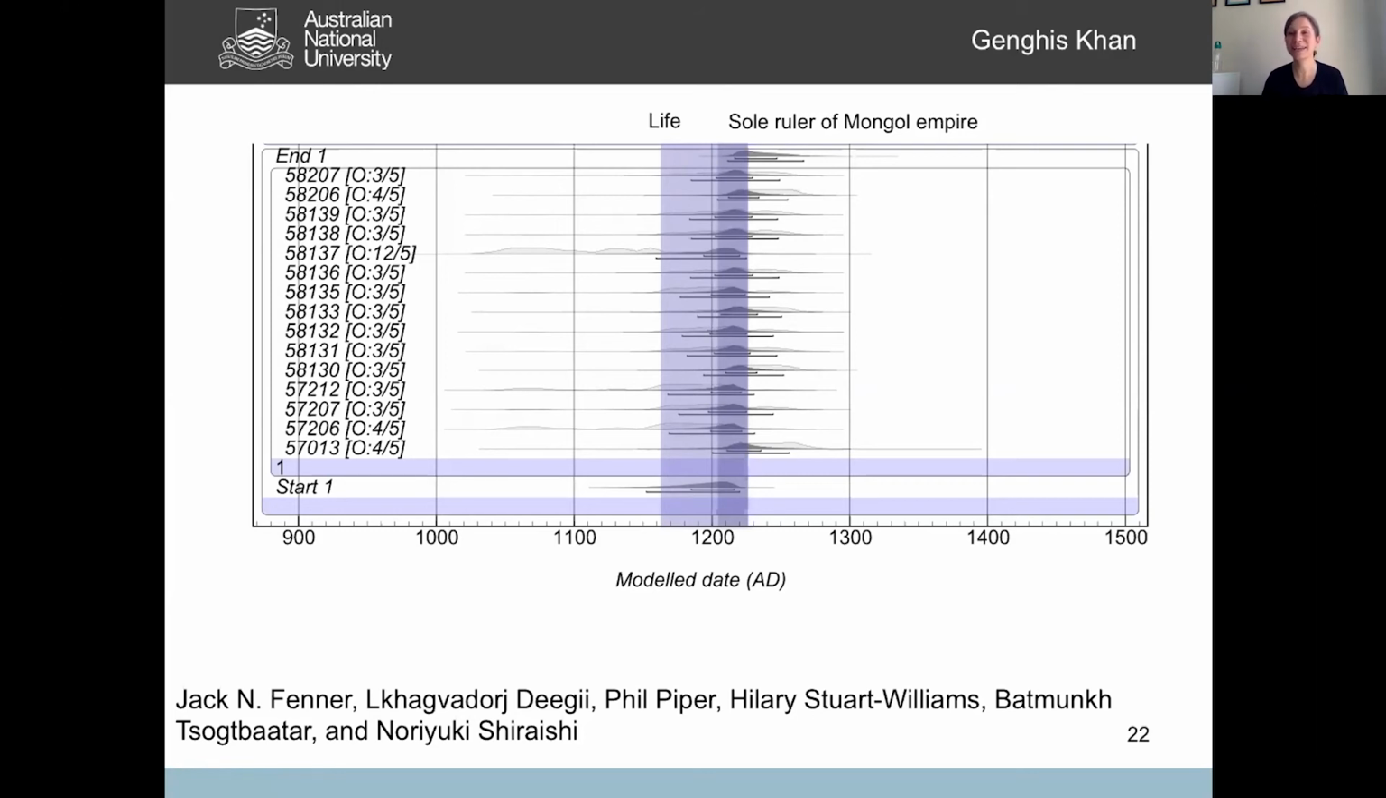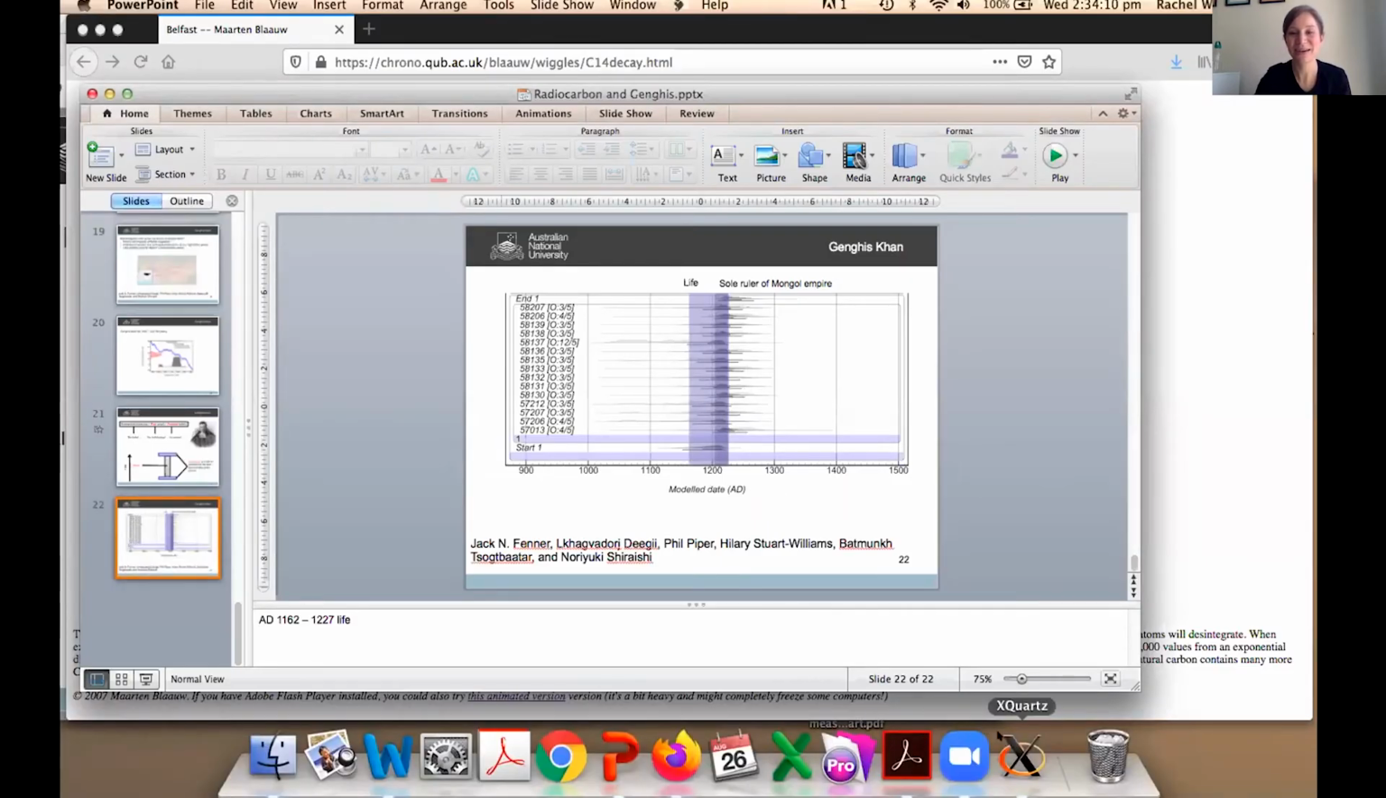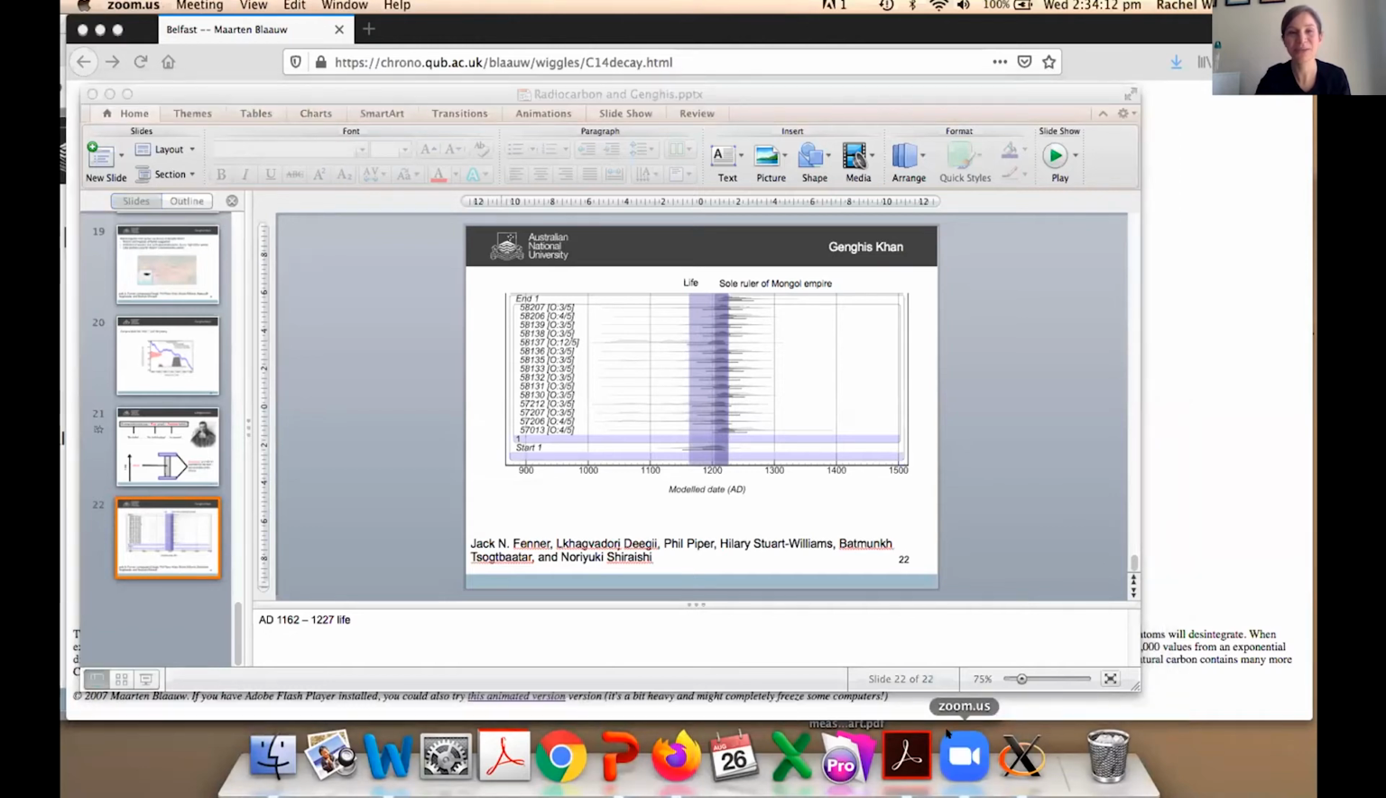Okay, so I'm going to hand over to Stewart now. And he's going to talk about his lungfish for a completely different, I need to stop sharing. There we go. Okay. Thanks, Rachel. Thanks for that great introduction on radiocarbon and a really cool example of the Bayesian modeling of Genghis Khan. So I'll share my screen now. Hopefully.